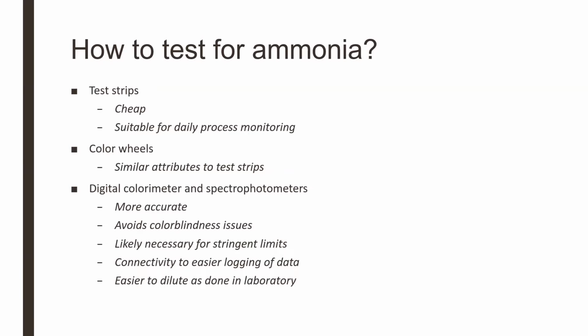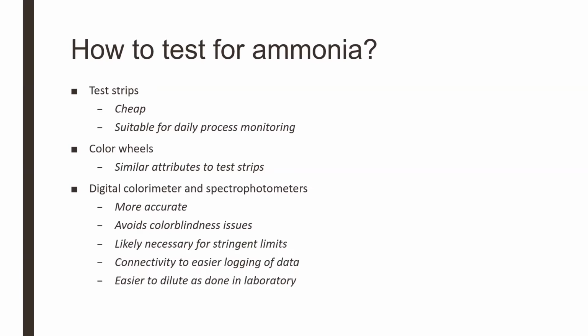But really where most plants should be going, especially if they have gotten lower ammonia levels in their permits, is probably a digital colorimeter or spectrophotometer. So these have typically a packet or a vial, and you add wastewater to it in a certain amount, give it some reaction time, and then you put it in and there's a digital readout from it. These tend to be much more accurate than test strips or color wheels.